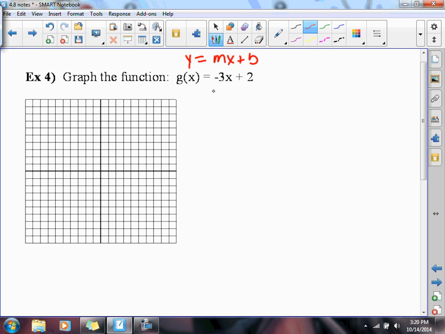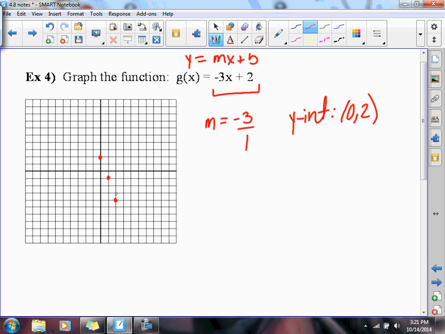So I'm still going to look at the right side of my equation here. I'm going to write down that my slope is -3, or -3 over 1. My y-intercept is going to be (0, 2). So this is just like what we did the other day when we were graphing in slope-intercept form. So I'm going to plot my intercept, (0, 2), and then I'm going to move according to my slope. I'm going to go down 3 and over 1 to the right.